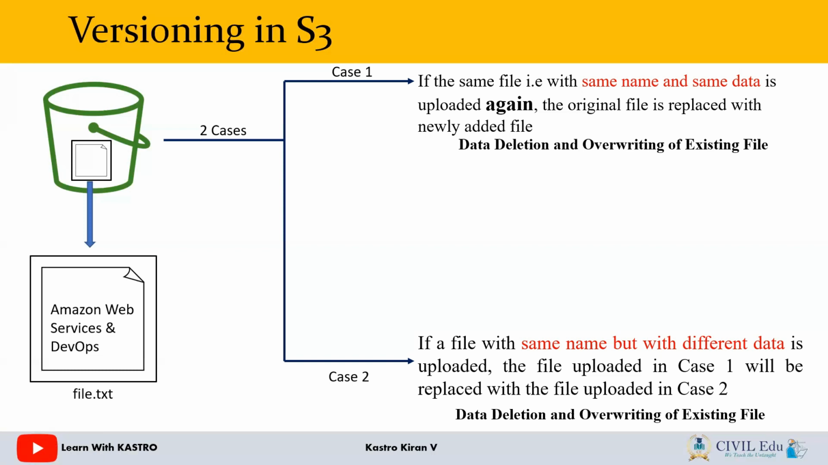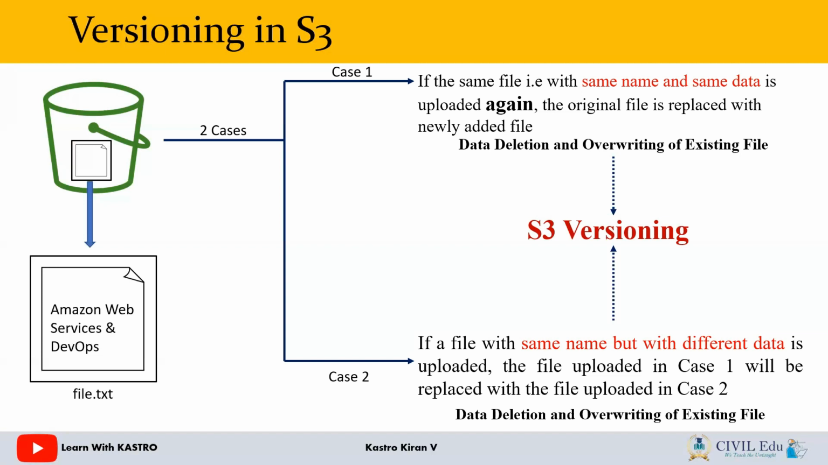in the S3 service. Now, to take care of this problem, AWS has introduced a concept called versioning. So the solution for the data deletion and overwriting of the existing file, when we upload a file with the same name multiple times, is the concept of versioning. So why is versioning introduced?